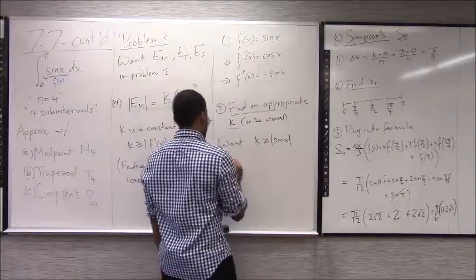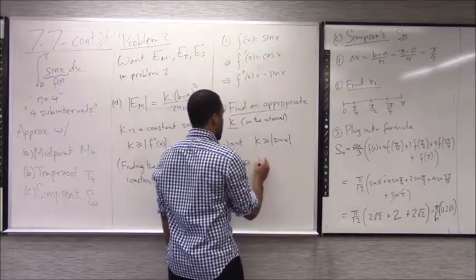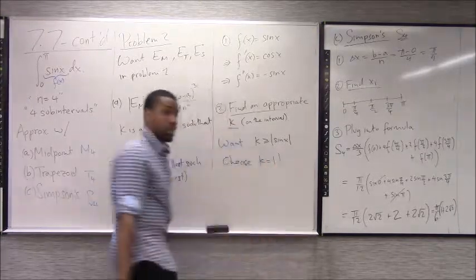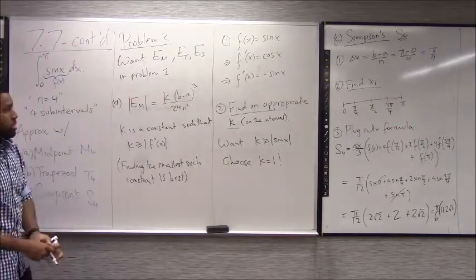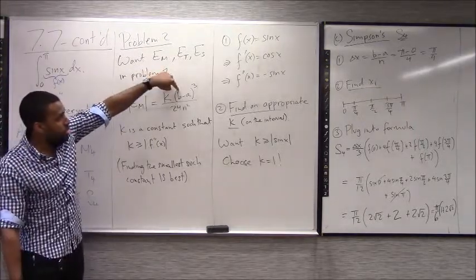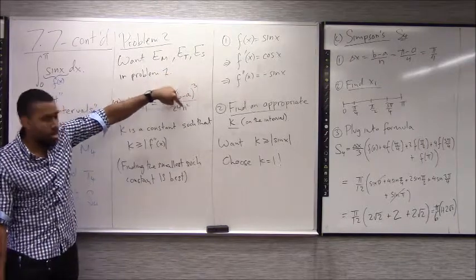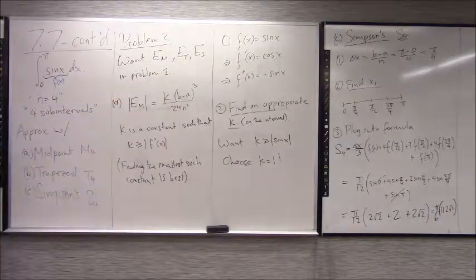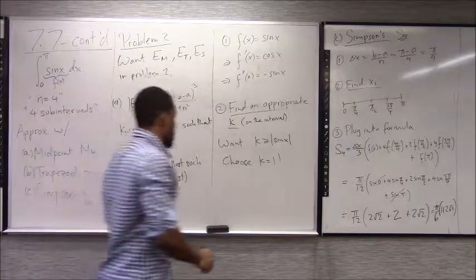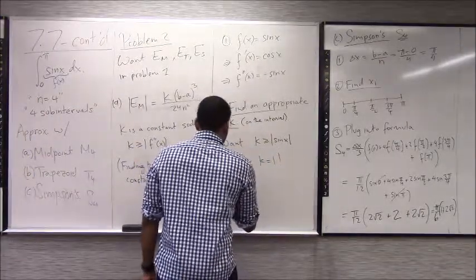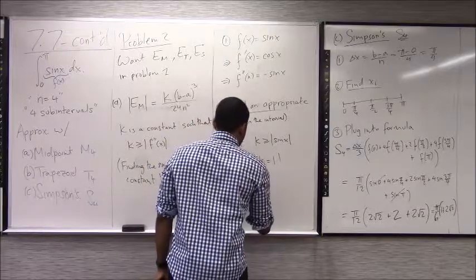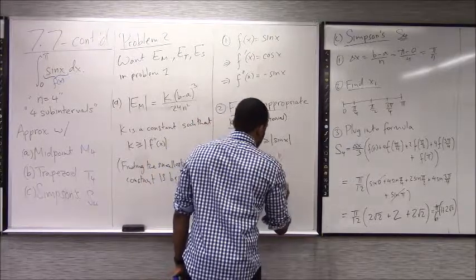Choose k equals 1. That's going to work here. So in this formula, I'm going to plug in the pieces. I'm going to plug in my k equals 1, my b equals pi, my a equals 0, my n equals 4. And that's actually going to tell me how good this approximation is. It's at least this good. So that's step 3, plugged into the error formula.